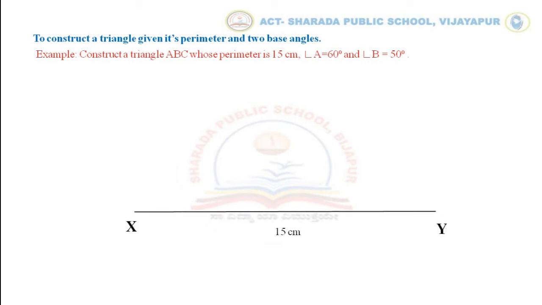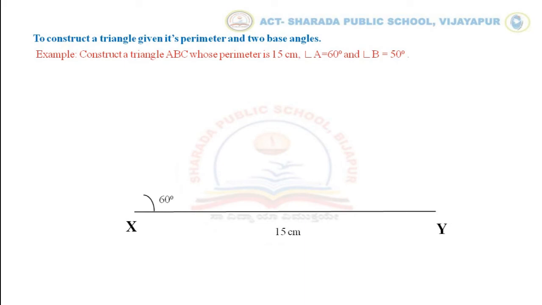First, take the whole 15 centimeters as the base and we name it XY. Be careful here, it is X and Y. There is no relation between the triangle ABC and XY. It is the sum of all the three sides. That's why we have taken the whole perimeter as XY and we have drawn XY equal to 15 centimeters.